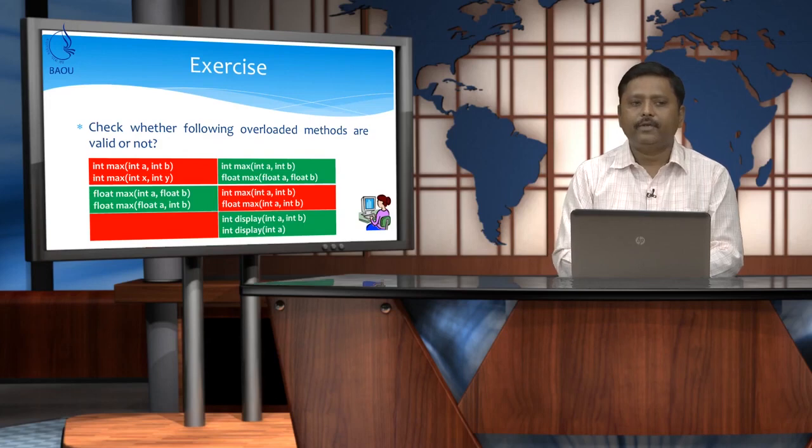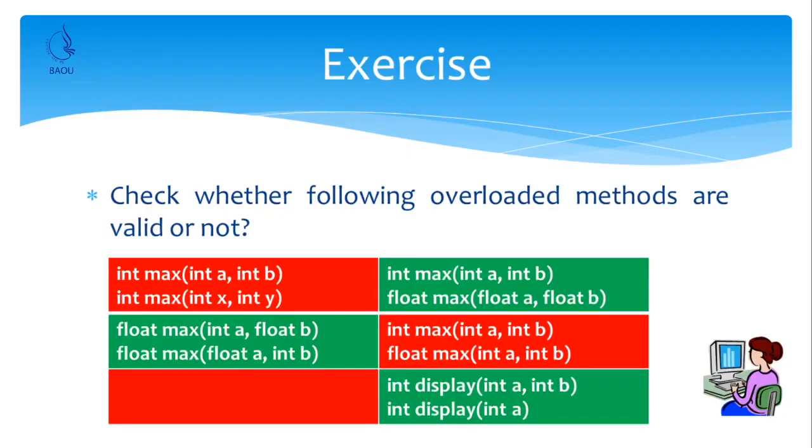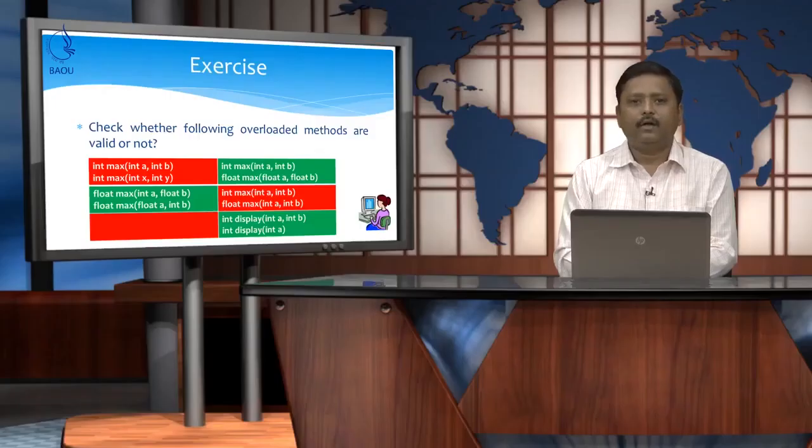The last definition we see is a display which takes 2 parameters in the first case and 1 parameter in the second case. So, this is valid because the parameters are clearly different in number. So, the compiler can easily determine. I hope you understand how method overloading works. Now, we will demonstrate how to overload methods with various programs.